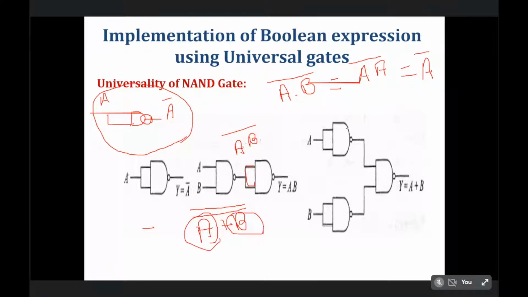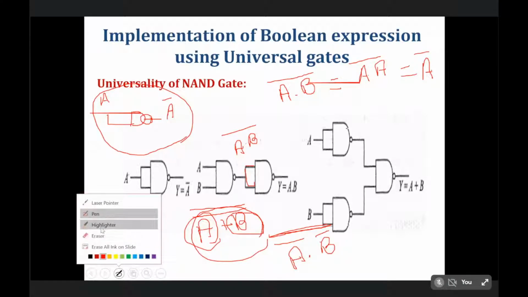Okay. So now what? This term and this term, what will they become? This internal complemented thing will become A bar, B bar, the whole bar.